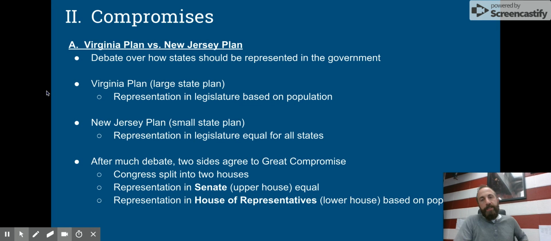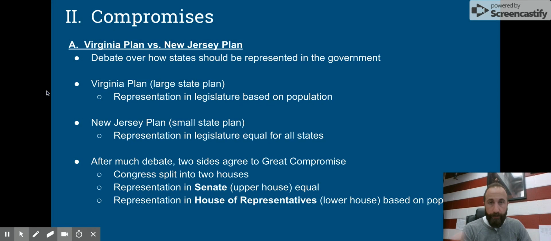But again, one of the biggest debates is how are the states going to be represented in this new government? And the big argument is between big states and small states. So two plans emerge, and the representation argument is all about the legislative branch, Congress. That's supposed to be the branch that represents the people the most. So how will the states be represented in Congress? Big states like Virginia feel that it should be based on population, which to them makes sense. The bigger your state is, the more people you tend to have in that state. Therefore, you have more people to represent. Therefore, you should have more people in Congress. Your voice should be louder because you represent more people.